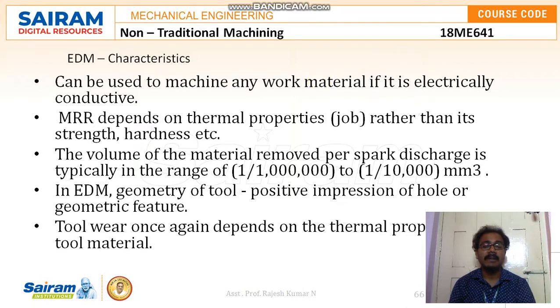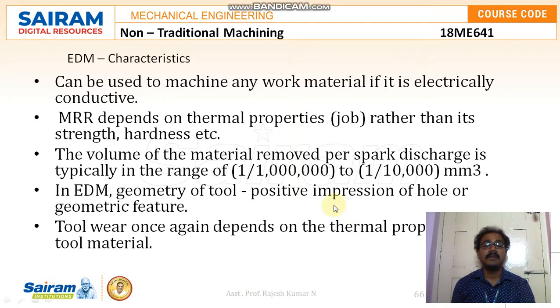Metal removal rate depends on thermal properties rather than its strength, hardness, etc. The volume of material removed per spark discharge is typically in the range of 1 by 10 lakhs to 1 by 10,000 millimeter cube. In electrical discharge machining, the geometry of the tool produces a positive impression of the hole or geometric feature.